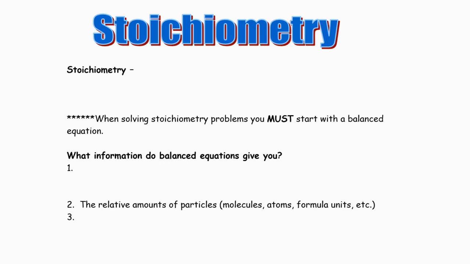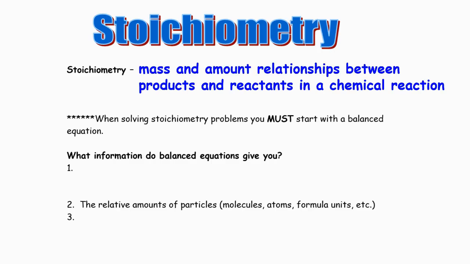So we're going to learn the basics of something called stoichiometry today. Stoichiometry is a pretty big word, but what does it mean? It's really not that hard once you understand what it means. Stoichiometry is just a way to show the relationship between the mass or amounts of reactants and products. So when we talk about stoichiometry, we're talking about showing relationships between products and reactants.